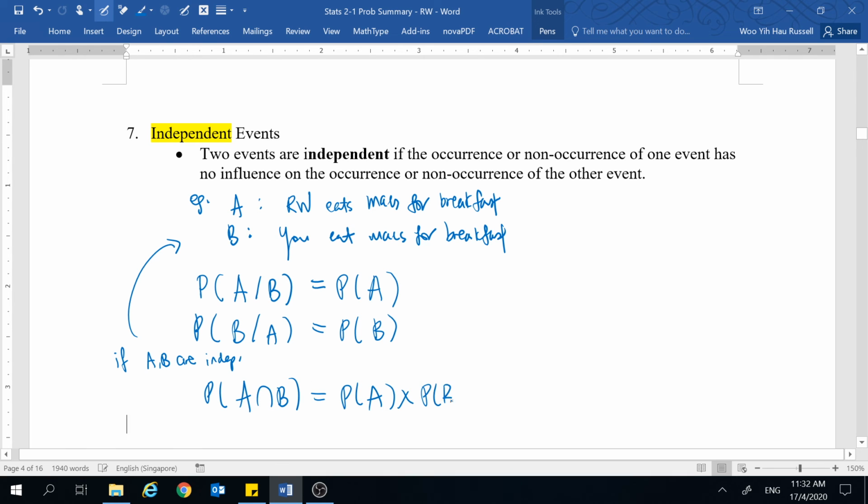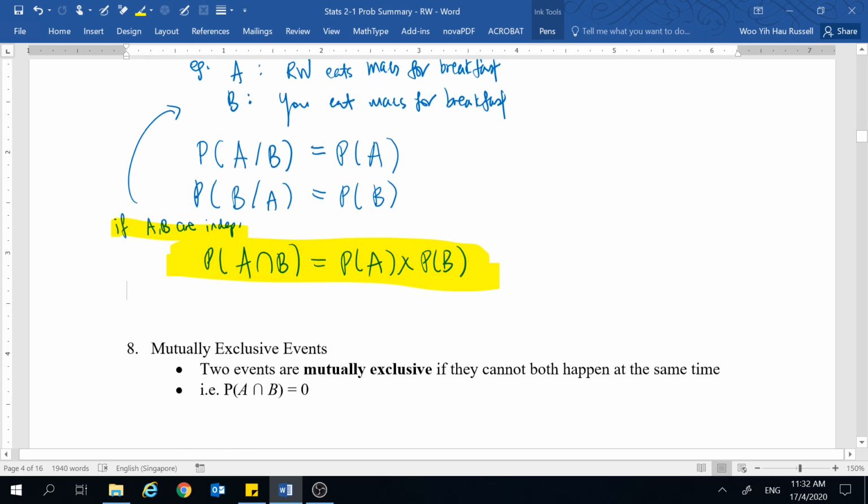This is a very, very useful and important result that we need to know. It is very often the question asks, how do you know whether they're independent? Then you say, okay, if I can prove this, then they are independent. Got it? Good. Final one.